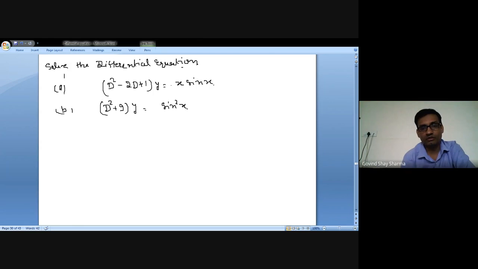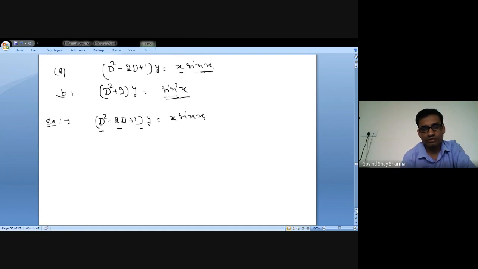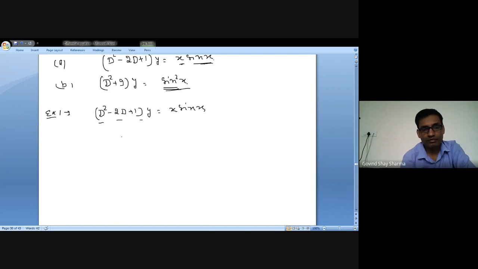This is the form of x sin x, and this is the form of sin square x. Okay, so let's start. First question: d square minus 2d plus 1 operating on y. Here this is a constant coefficient equation, so we write the auxiliary equation.